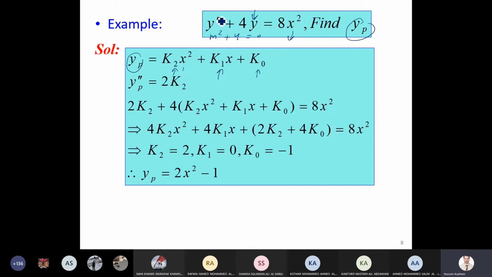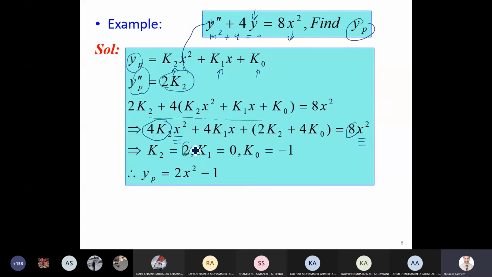I need y double dash, so I differentiate it twice. It will give y double dash equal to 2k2. Then I substitute it here. As you can see here, we simplify. Now have a look. This is x squared, and here x squared. Their parameters should be equal. It means 4k2 should equal 8.